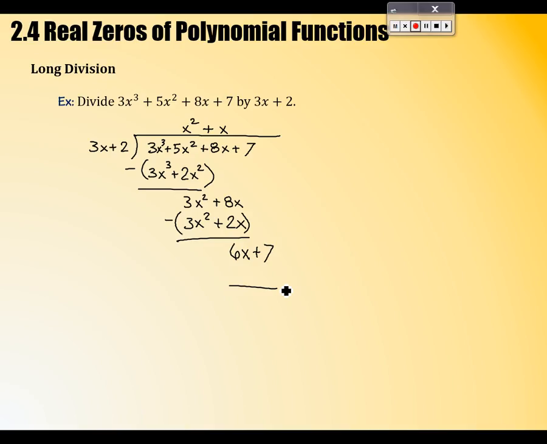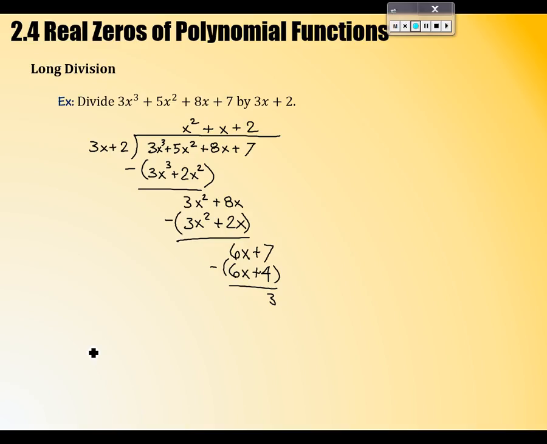Is this coming back to you? This is ringing a bell? Yeah. Okay. 3x goes into 6x 2 times. So we get 2 times 3x plus 2 is that. And subtracting, we're left with just 3. Okay, so, good. It's all coming back. It's all feeling really good.